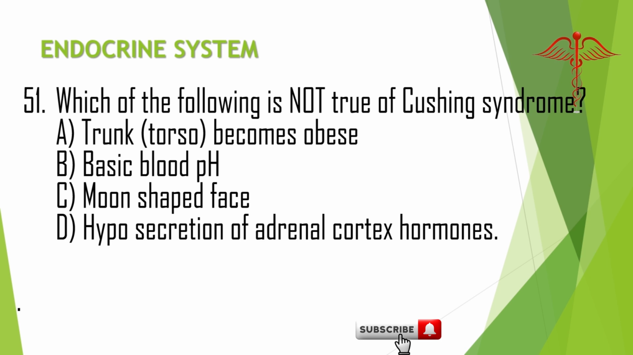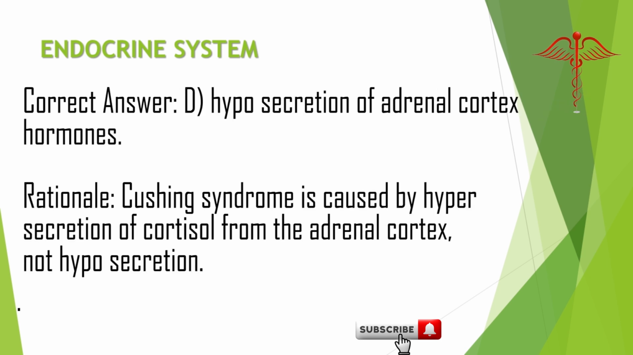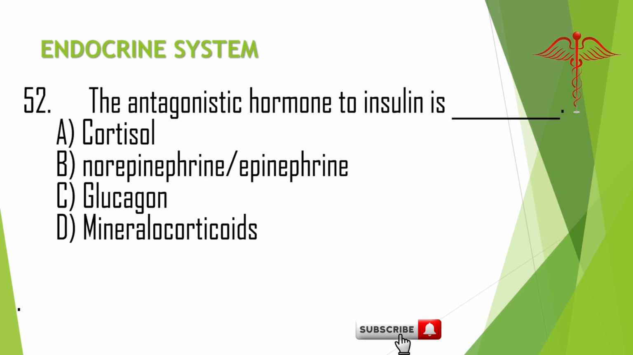51. Which of the following is not true of Cushing syndrome? A. Trunk, torso, becomes obese. B. Basic blood pH. C. Moon-shaped face. D. Hyposecretion of adrenal cortex hormones. Correct answer: D. Hyposecretion of adrenal cortex hormones. Rationale: Cushing syndrome is caused by hypersecretion of cortisol from the adrenal cortex, not hyposecretion.